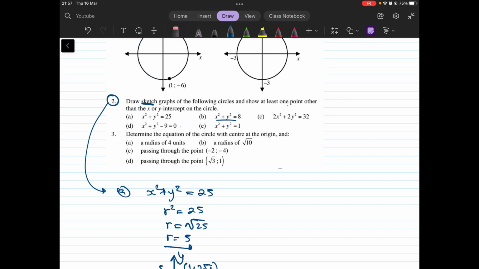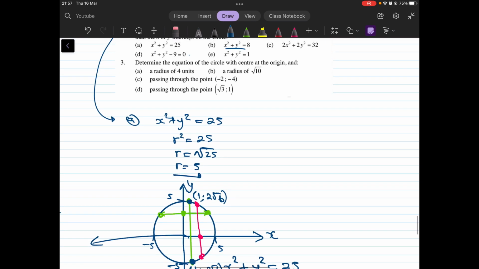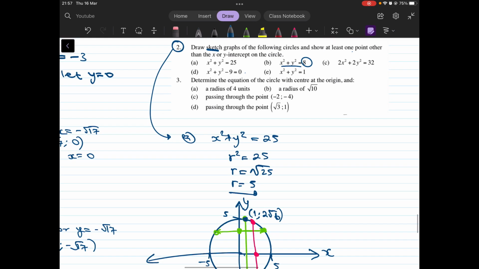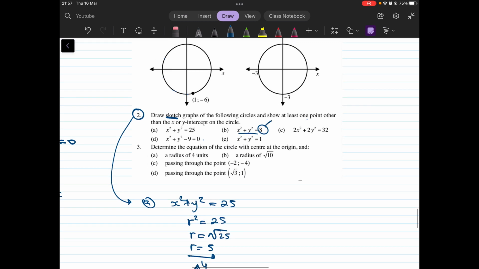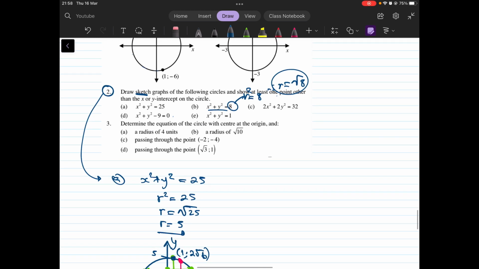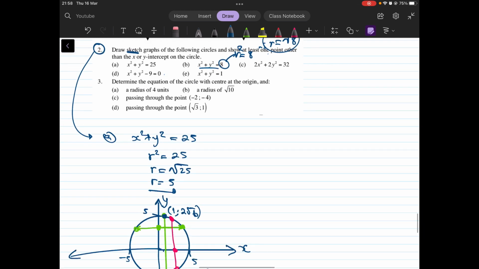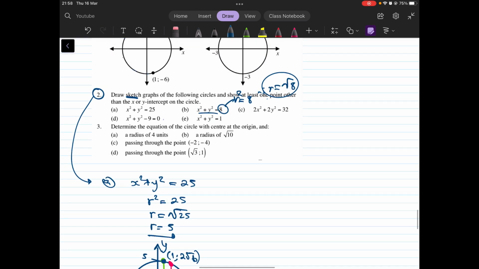For the other examples, like this one, we just do the same and we'll have a sketch similar to that one, but the radius will definitely be different, because the radius is given from here. We say r squared equals 8, therefore the radius equals the square root of 8. I'm not going to do the same thing repeatedly. You can see how to do it from A. You can just let me know with the answers.